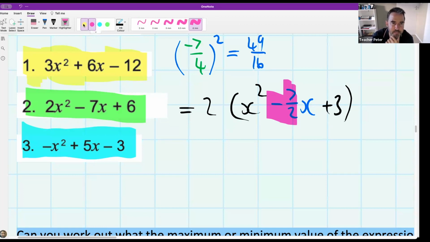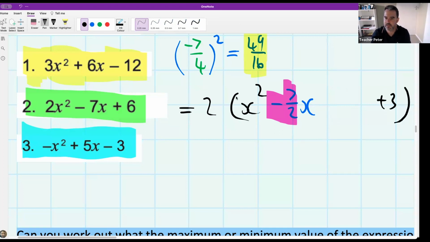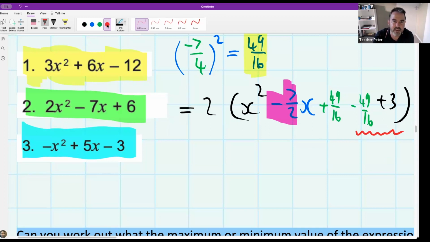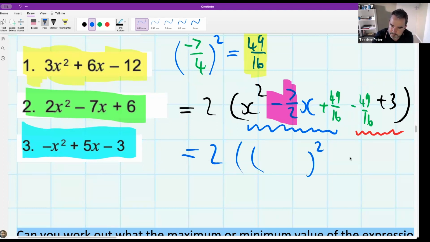Give me a thumbs up if you followed up to the 49 over 16 part. Okay, now, did you follow? I just want to quickly see if I lost people. So now I'm going to add 49 over 16 and I'm going to subtract. These two are going to hang out together and these 3 are going to form their own perfect square trinomial. The 2 is just chilling outside.